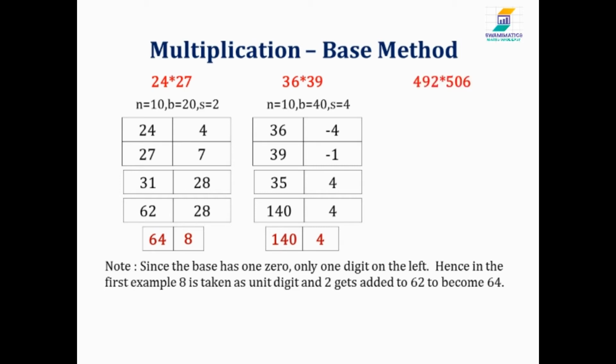Now, let us take the three-digit numbers 492 and 506. Here, being three-digit numbers, I am taking n as 100 and the numbers are close to 500. So, I take the base as 500 and in that case, the sub base is the ratio, which is 5. Right. 492 is 8 short of 500, whereas 506 is 6 more than 500.